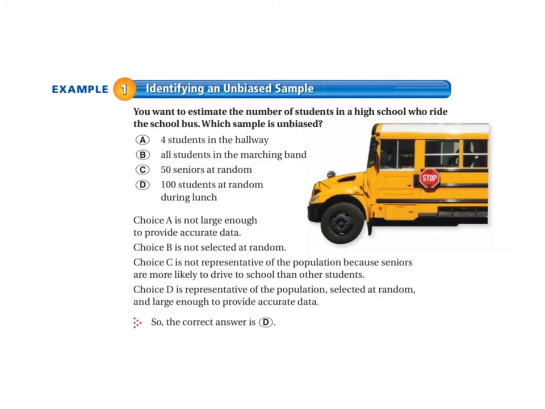Choice A is not large enough to provide accurate data. Most high schools are pretty large, so 4 students is not enough. Choice B is not selected at random. It's only students in the marching band. So choice A is no good, and choice B, not random. So that's a problem. Choice C is not representative of the population because seniors are more likely to drive to school than other students. And again, it's not random. It's only one group of students at the high school.